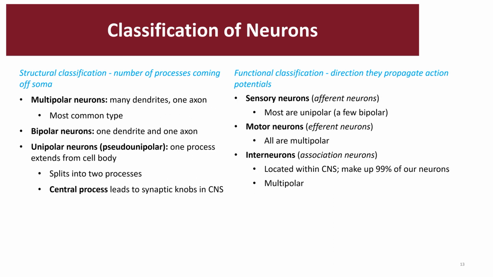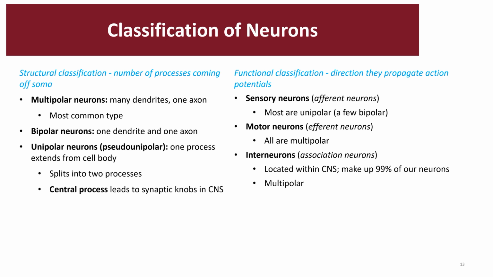Classification of neurons. Neurons are classified structurally according to the number of neuron processes that emanate from the cell body. Structural classifications of neurons include multipolar, bipolar, unipolar, and sometimes the anaxonic neurons. Multipolar neurons are the most common type, and they have many dendrites and a single axon that extends from the cell body. These make up the majority of all the motor neurons, as well as most interneurons.